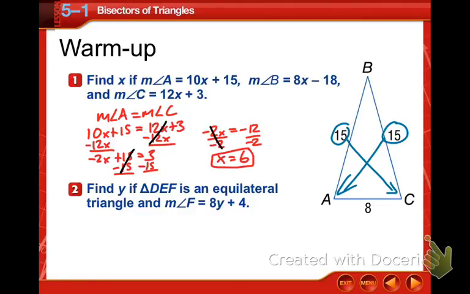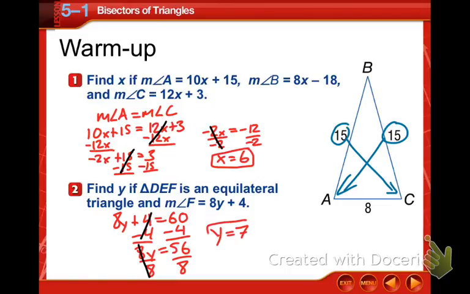Number 2 wants us to find y if it is equilateral and gives us a measure of one angle. So if the measure of one angle is 8y plus 4, they all are that, and since it's equilateral, all of the angles of the triangle are 60. So all we have to do is set 8y plus 4 equal to 60. Subtract 4 from both sides. 60 minus 4 is 56. We divide by 8 on both sides. And 56 divided by 8 is 7.